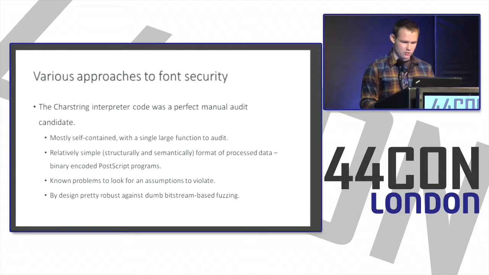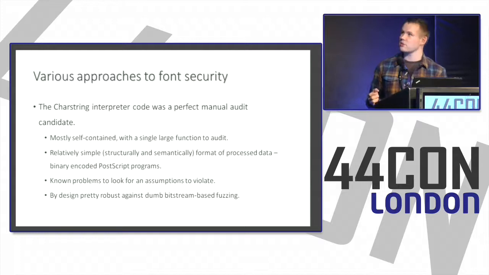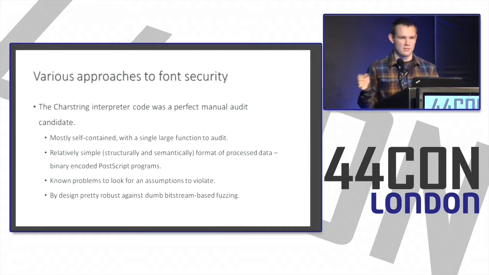So now I'm going to talk about font fuzzing a little bit, which was my latest feat. Even though the Charstring interpreter was a perfect target for manual code audit, because it had many features that made it possible to find all of the bugs in it: it was self-contained, just a large function that I could scroll over in Hexrise, for example, or IDA. It was a relatively simple format of processed data, just binary encoded PostScript programs. It didn't have any references to itself and stuff like that. It was very simple. I knew what problems I would look for inside of it and assumptions I could violate.